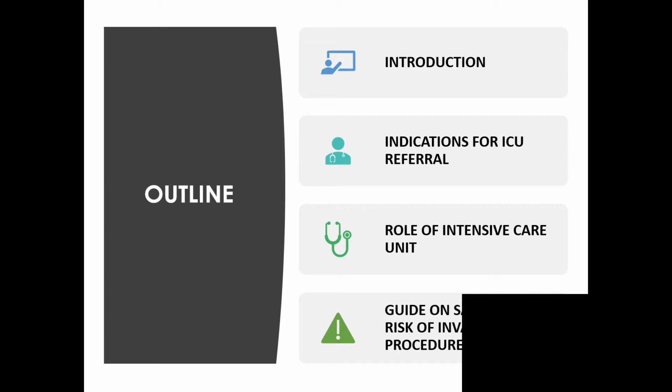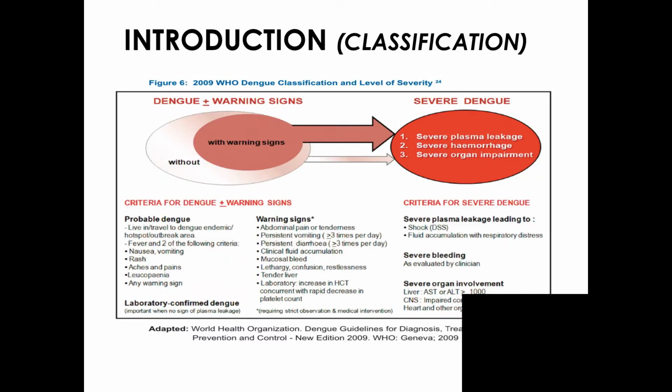procedures. As we are all aware of the 2009 WHO dengue classification and level of severity, it classifies dengue into dengue with or without warning signs and severe dengue, which may present with severe plasma leakage, severe hemorrhage, and severe organ impairment. Please do refer to the fine prints on the diagram.